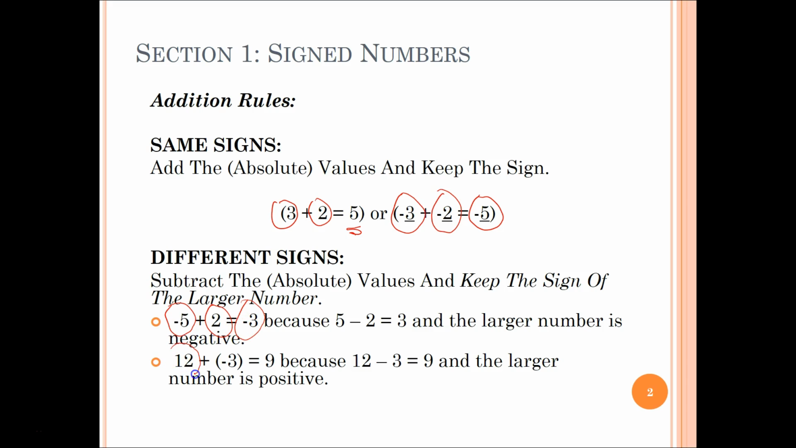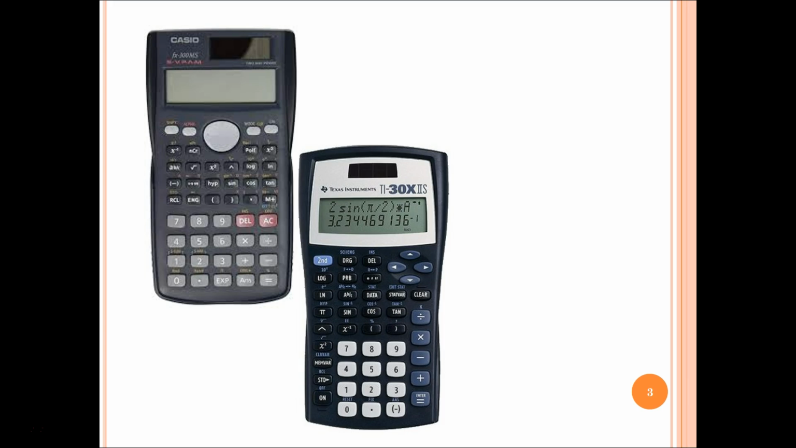Take a look at this one. So we have a positive 12 being added to a negative 3. And notice if we use this rule, 12 minus 3 is 9, and it's going to stay positive because our largest value is positive. So here are our rules. For addition rules, when we have same signs, we're going to add the absolute values together and keep the sign. For different signs, we're going to subtract those absolute values and keep the sign of the larger number. All right, so let's move on.